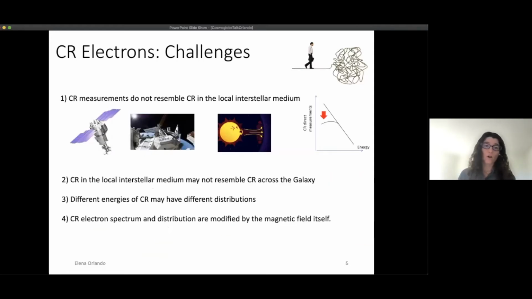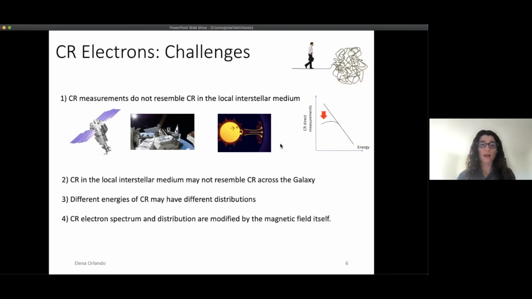On the other side, the knowledge of the cosmic rays is very limited as well. So let's see some challenges. First, direct measurements of cosmic rays such as PAMELA or AMS trace the cosmic rays at Earth, and they do not resemble the cosmic rays outside the heliosphere. In fact, the solar wind pushes away the cosmic rays and prevents them from entering the solar system, especially the low energy cosmic rays, as we see here in this cartoon. So this is called the solar modulation effect.